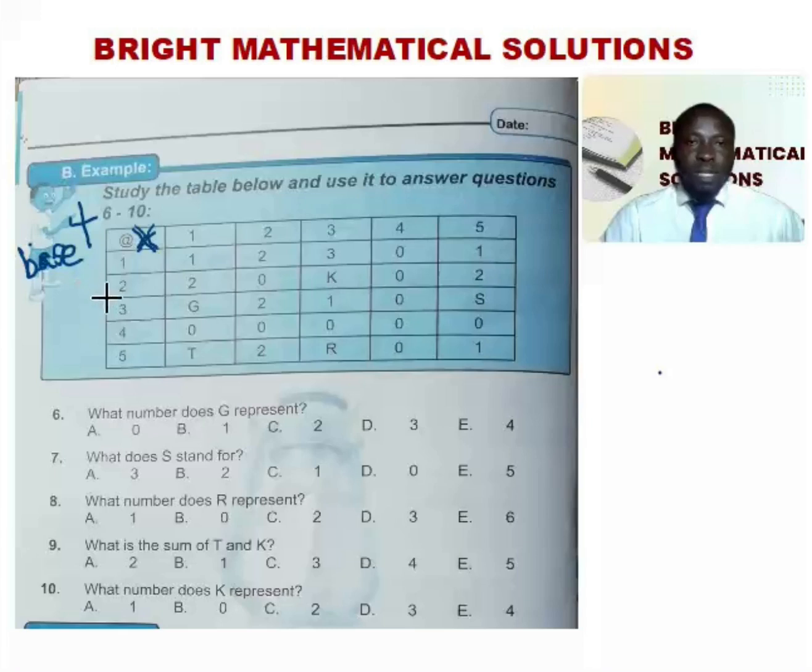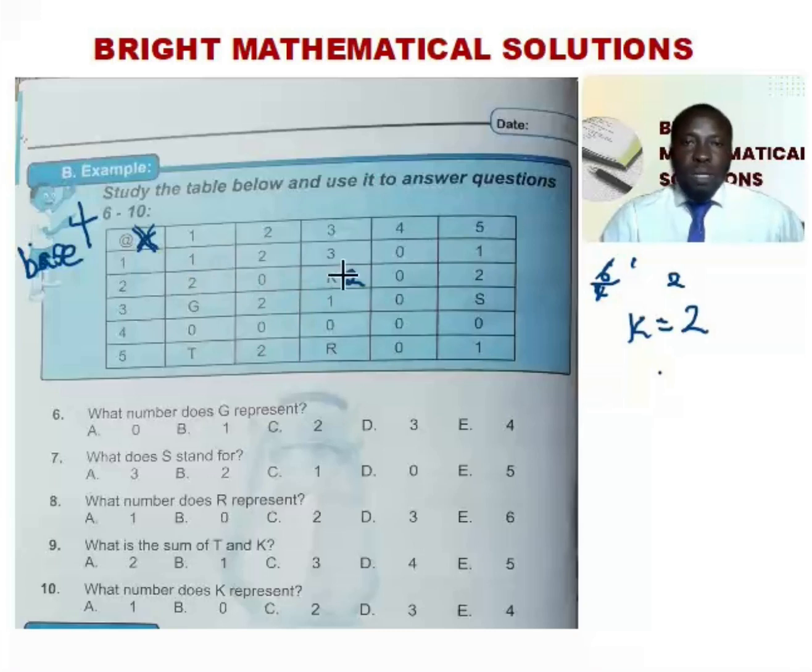Now let us look at the second line. 2 multiplied by 1, that is 2. 2 multiplied by 2, that is 4. If you divide it by the base, you get a remainder of 0. 2 multiplied by 3 gives us 6. So 6 divided by 4 goes 1, and the remainder is 2. So our K equals 2.